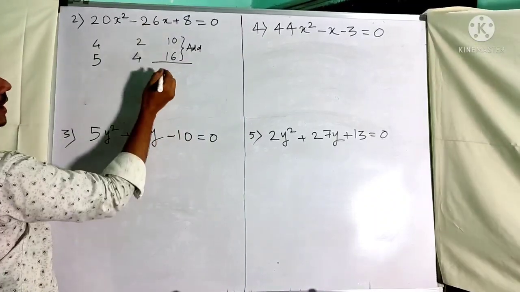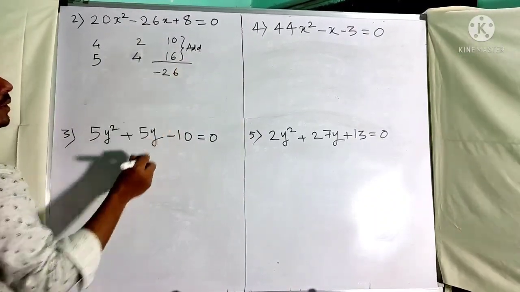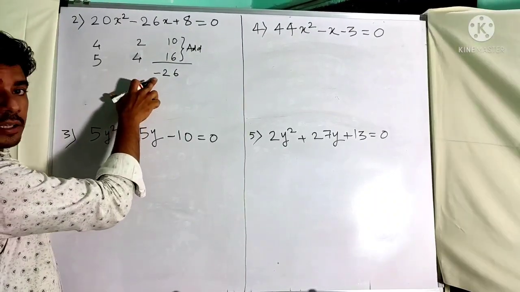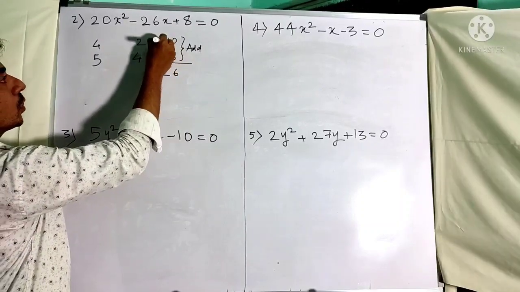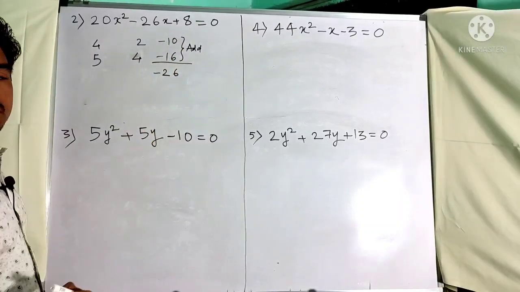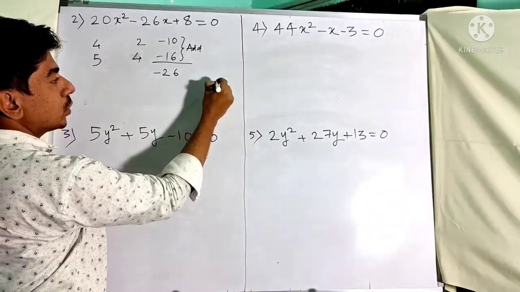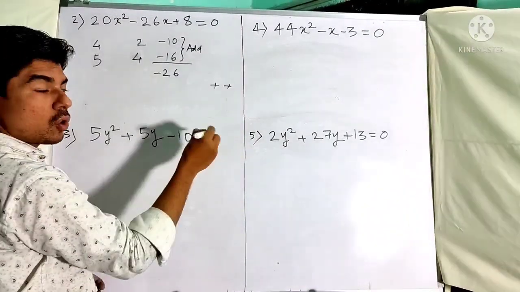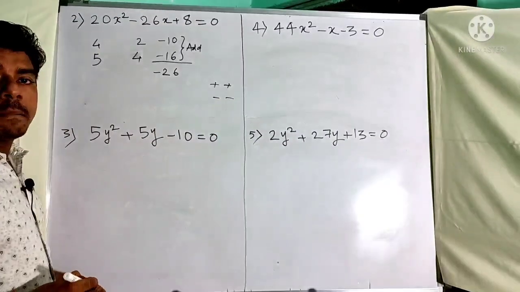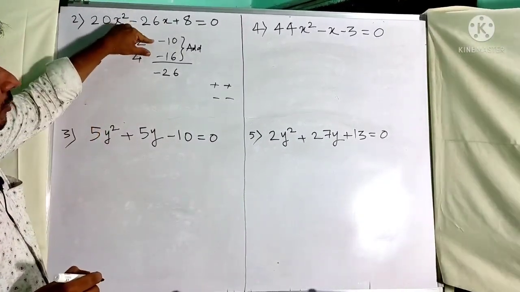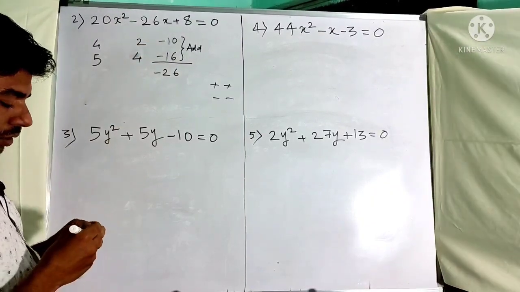What we need as the answer is minus 26. Minus 26 is the required middle term. For getting the minus here, we have to take both numbers as negative terms, because for the addition either the two numbers should be plus plus or the two numbers should be minus minus. Here we need the minus sign, therefore we have taken the minus sign.